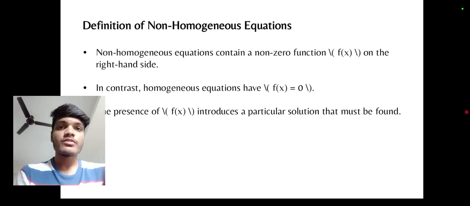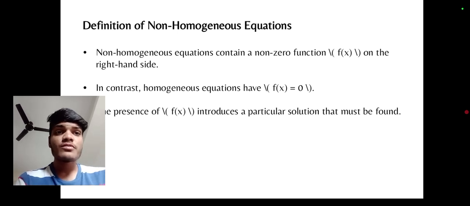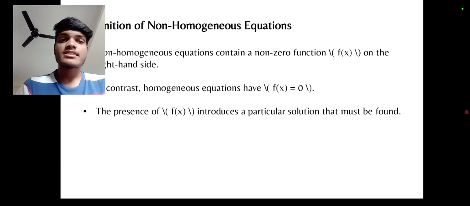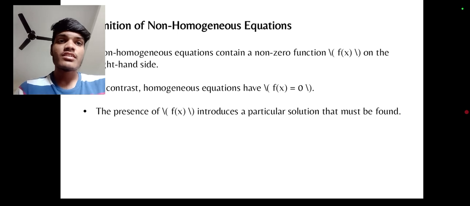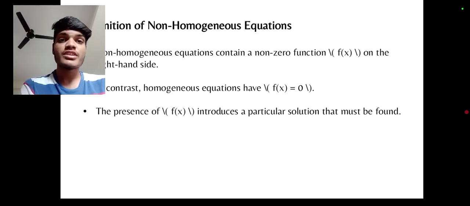Next, here also we have the definition. A non-homogeneous equation contains a non-zero function on the right hand side. In contrast, homogeneous equations have f of x equal to 0. Homogeneous is the inverse of non-homogeneous. The presence of f of x introduces a particular solution that must be found.